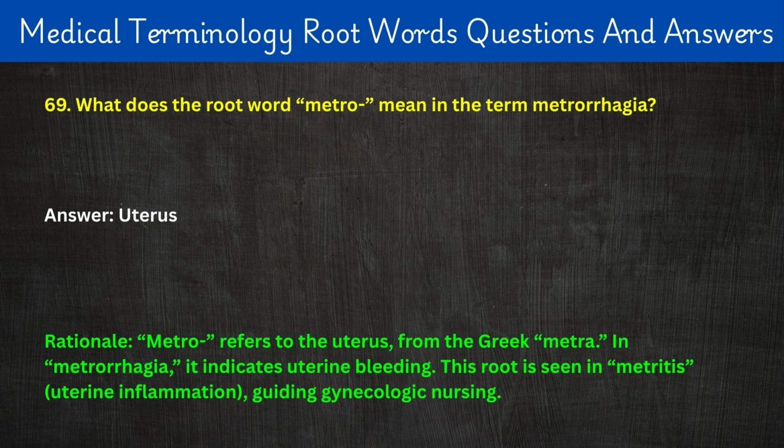69. What does the root word metro- mean in the term metrorrhagia? Answer: uterus. Rationale: Metro- refers to the uterus, from the Greek metra. In metrorrhagia, it indicates uterine bleeding. This root is seen in metritis, uterine inflammation, guiding gynecologic nursing.